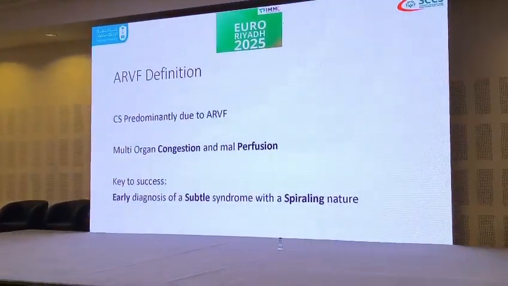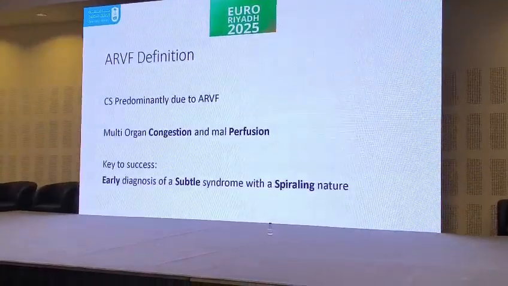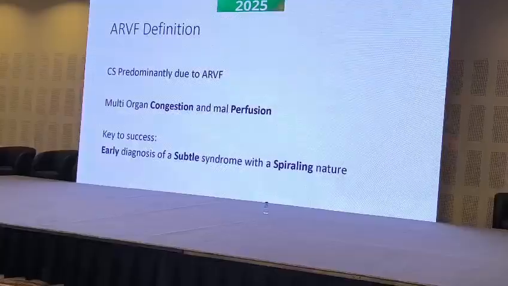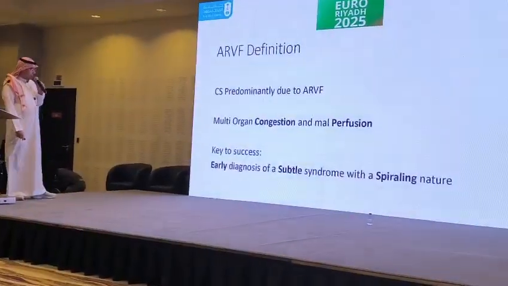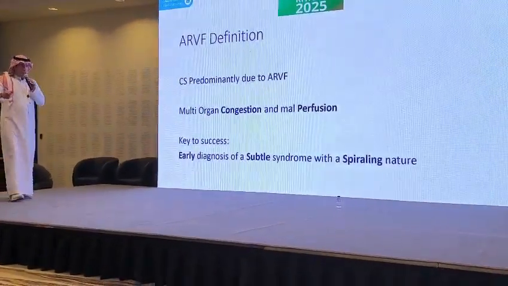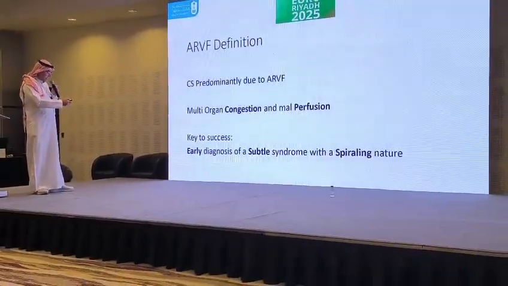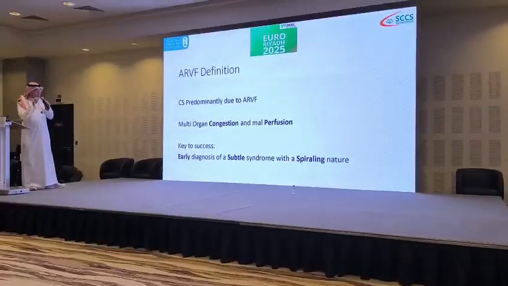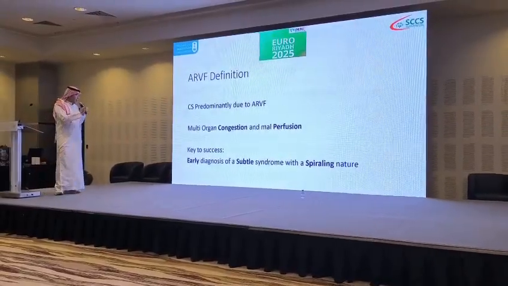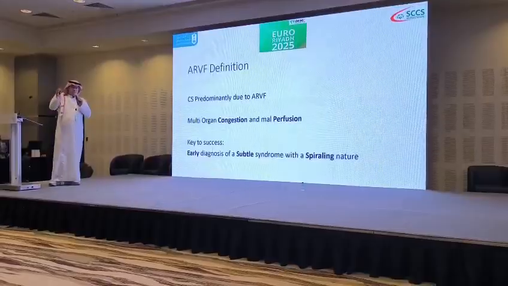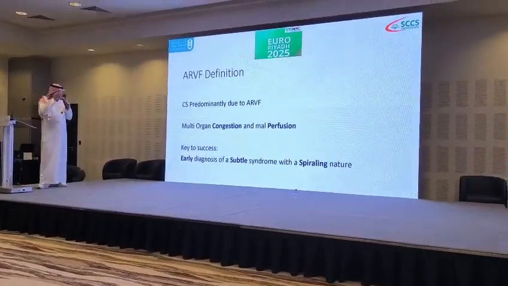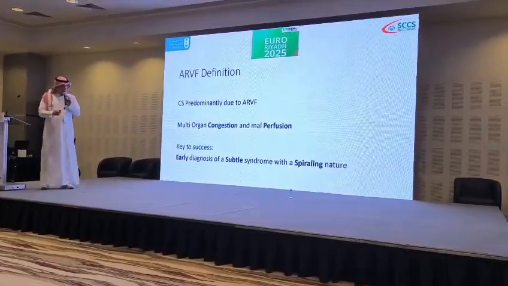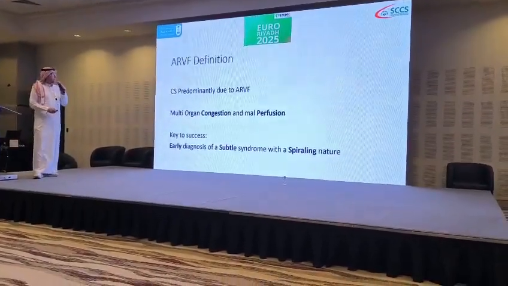So acute right ventricular failure is defined as a cardiogenic shock, predominantly caused by an RV problem rather than an LV problem or a valvular problem. It causes the same problems that cardiogenic shock causes, so you're going to have congestion as well as perfusion problems. The key words in acute RV failure are a subtle spiraling syndrome, and another key is the need for early detection to prevent the spiraling syndrome from taking place.